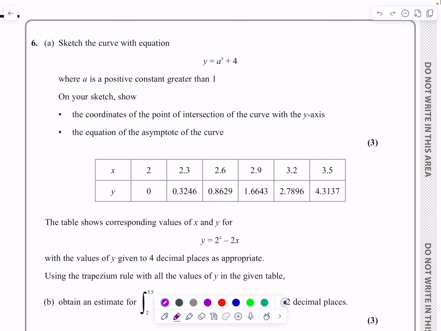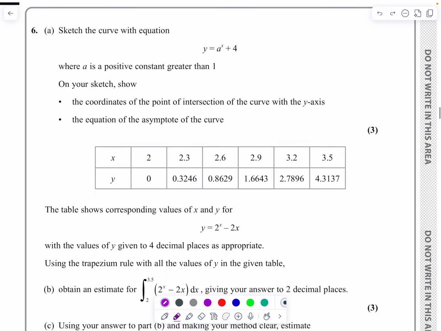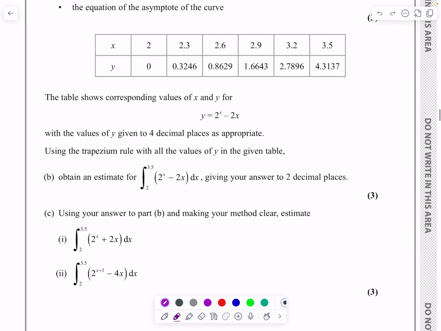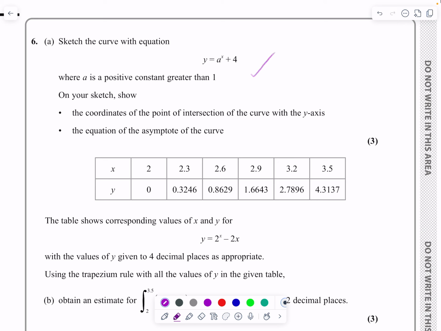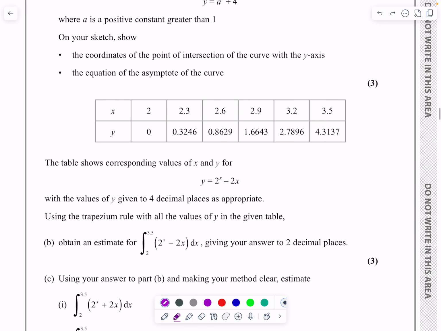Okay, this is the P2 paper from June 2024. It's question number 6, and as I scroll up and down, we can see this first part here is exponentials and logs. We're actually going to be trying to sketch this graph here on an axis. Then after we've done that, we're going to be looking at the integration chapter.